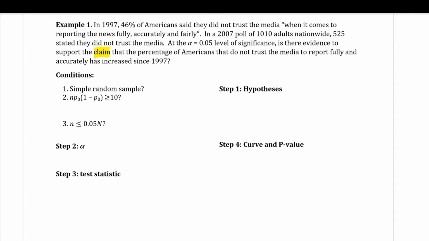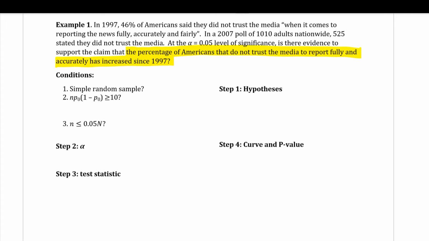That the percentage of Americans that do not trust the media to report fully and accurately has increased. Okay, so I'm going to highlight that claim statement. And we'll talk about the conditions in just a bit. But let's start with step 1.